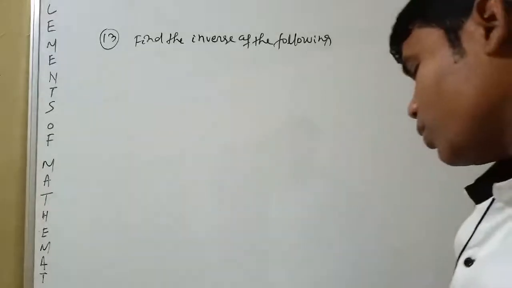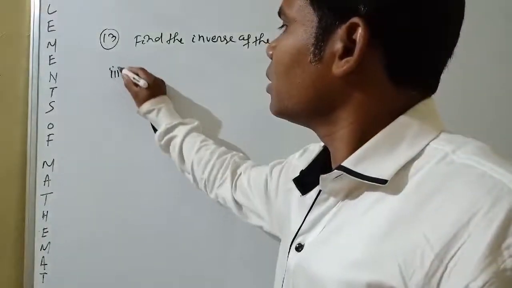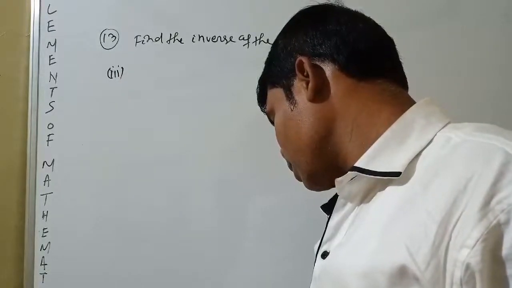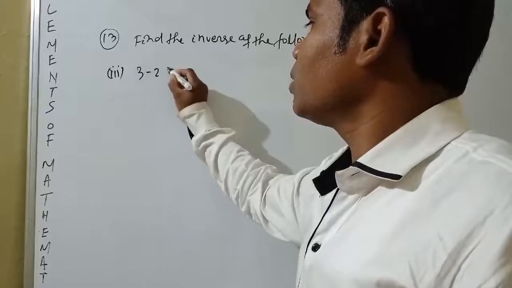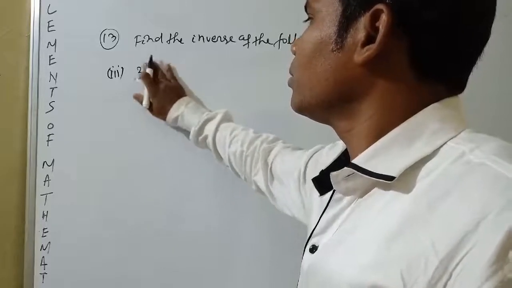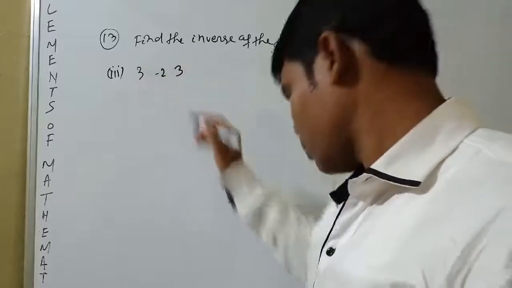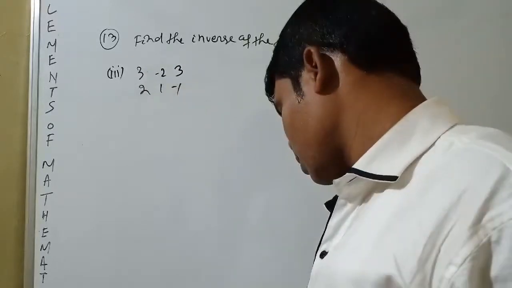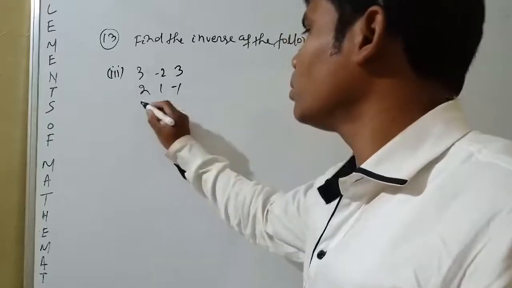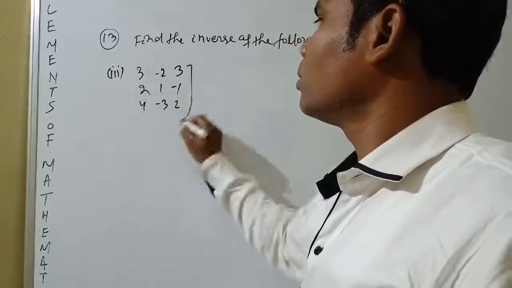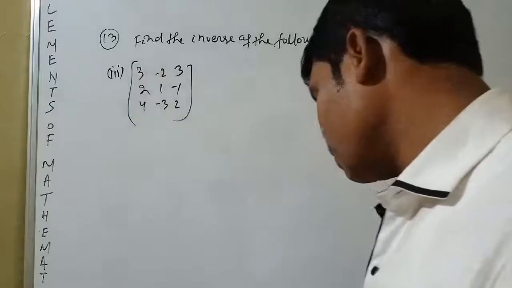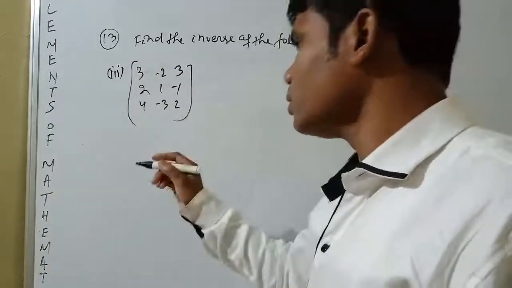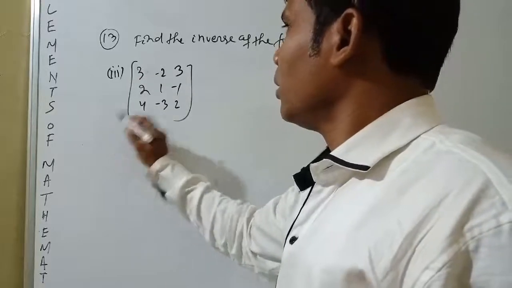You see the next question. The matrix is 3 minus 2 3, 2 1 minus 1, 4 minus 3 2. Okay, we have to find the inverse.